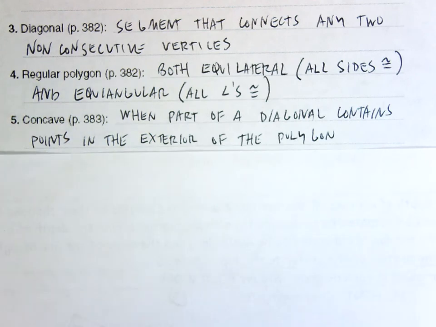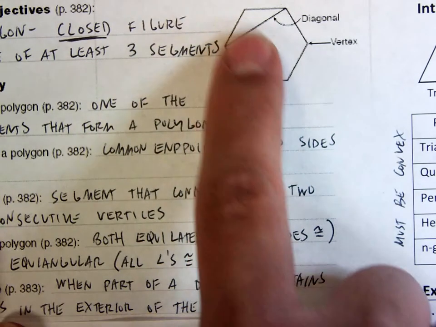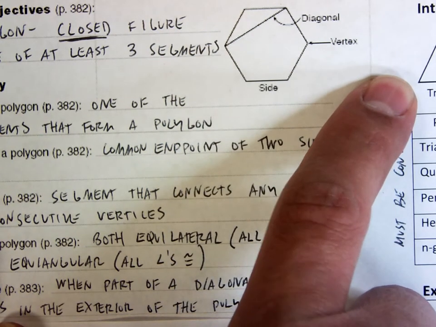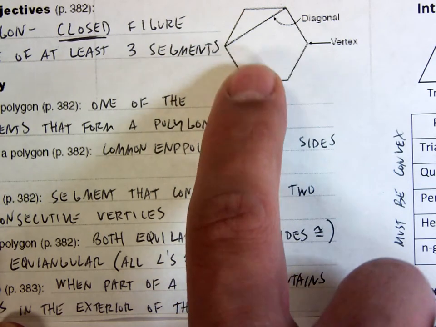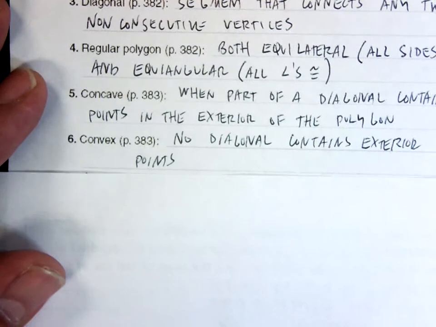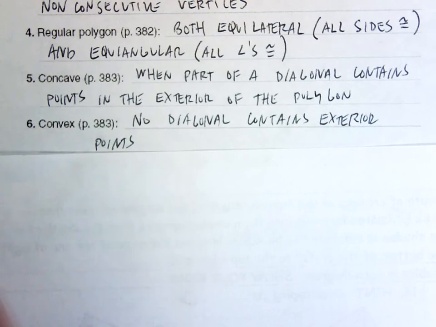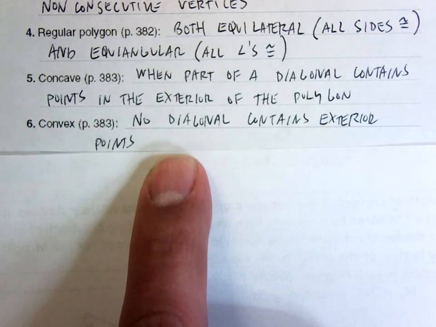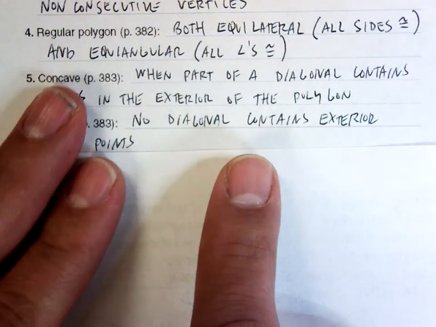If I draw a polygon, any kind of polygon, and I try drawing in all the diagonals, if any part of any of the diagonals lie outside of the polygon, it's concave. Think about this one. Look at this polygon right here. If I draw in all the diagonals, is any part of those diagonals going to be outside of the shape? In this one, it's not. All the diagonals, like this one, are going to be contained within the polygon. And that leads me to the next one, convex. If my polygon is convex, then no diagonal contains exterior points, which just means every bit of every diagonal lies inside the polygon, like the one up the top of the page.